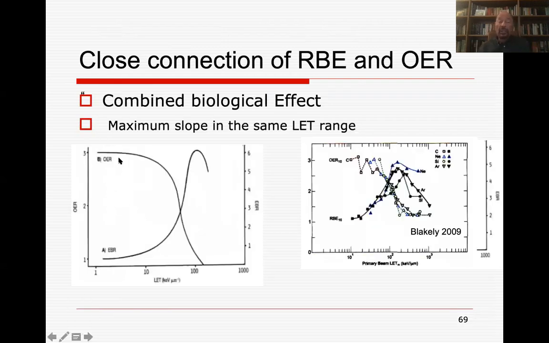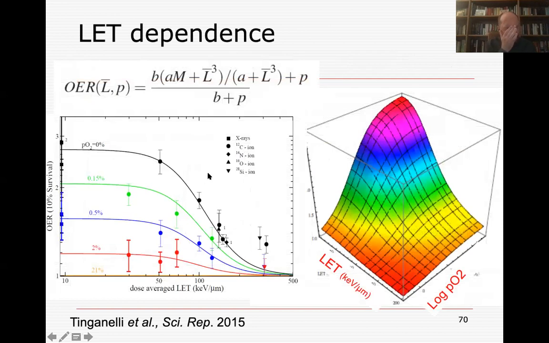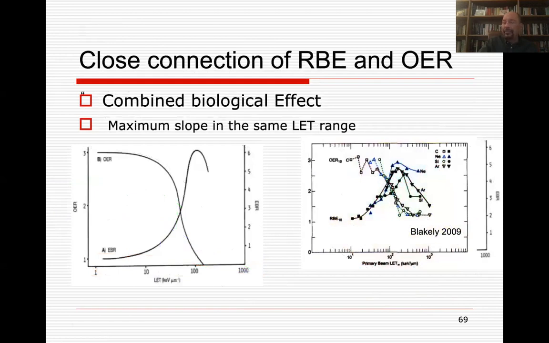You see here, the OER goes down with the LET, while the RBE goes up. This is the general trend, and these are actually real data from Berkeley showing the OER going down and the RBE going up. And then, of course, down again when you go to very high LET. But now the problem is that these data on the RBE are generally obtained with 0%, completely anoxic cells, not even hypoxic, but anoxic, which is not realistic.